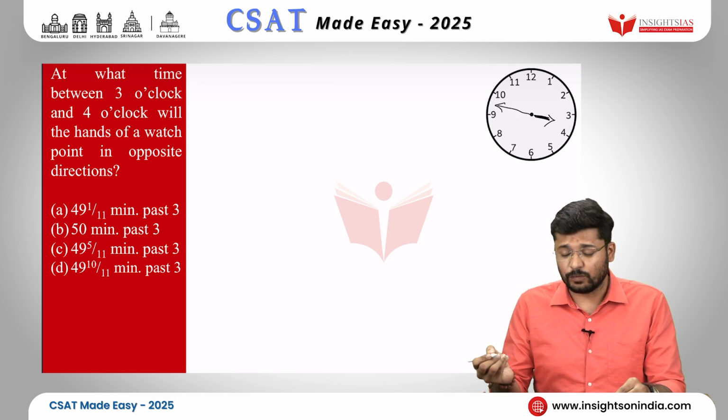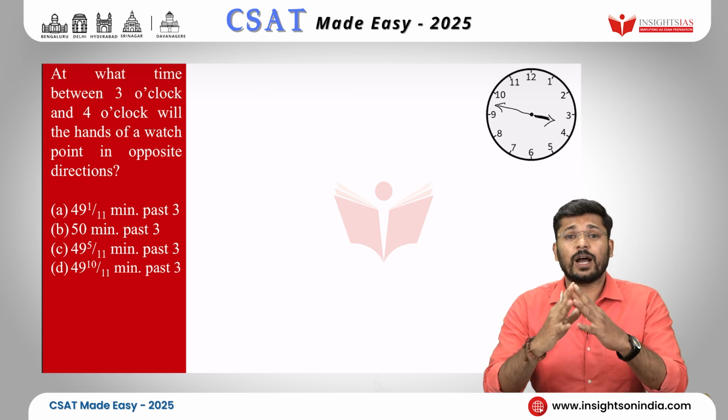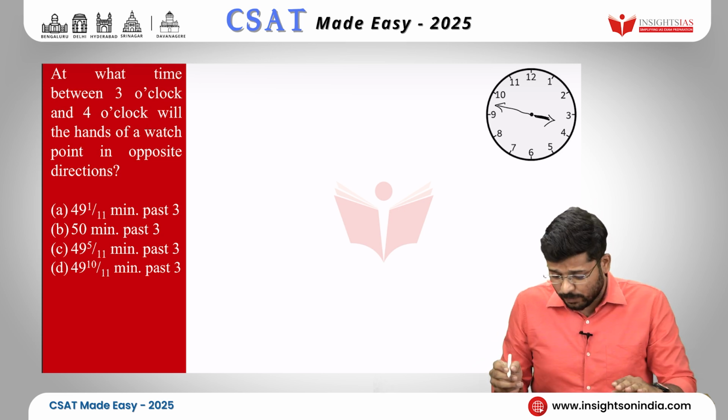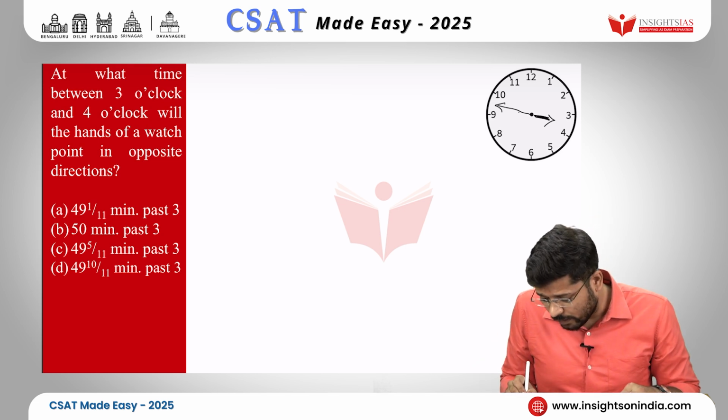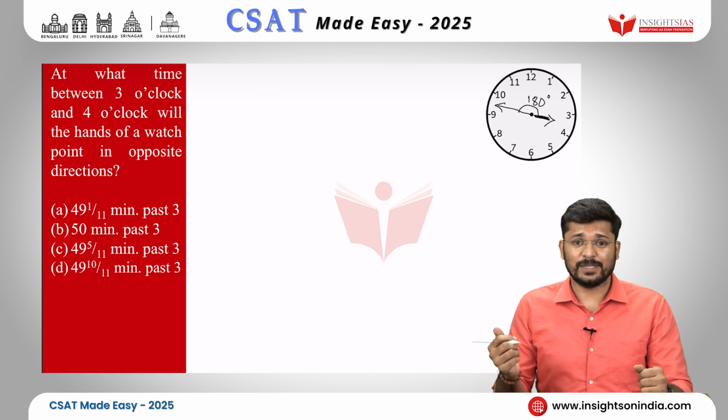Yes, it will be somewhere here. So, they are in opposite directions. Okay, how do we use our angle concept here? It is very simple. Whenever two lines are in opposite direction, it means that the angle between them is 180 degrees. Yes, it is simple.